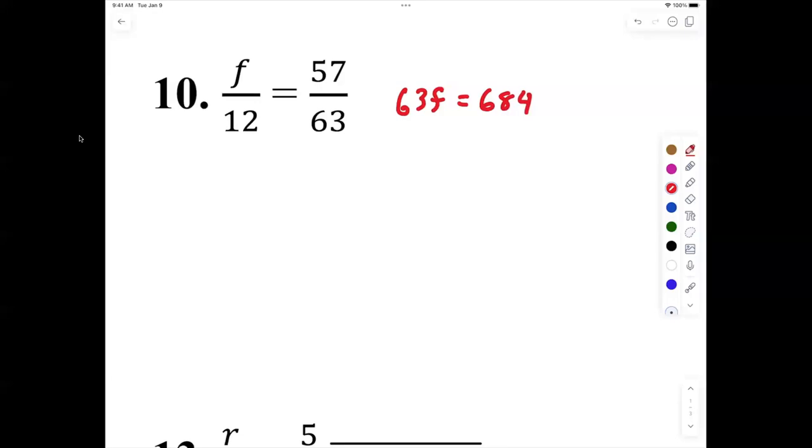On number 10, when you cross multiply, you're doing this times this. That's 63F. Do you agree with that? Now divide, right? What did you get? I got 0.90. No, because you did 63 divided by 684 instead of 684 divided by 63. You're dividing by the number next to the variable. So do 684 divided by 63. I got 10.